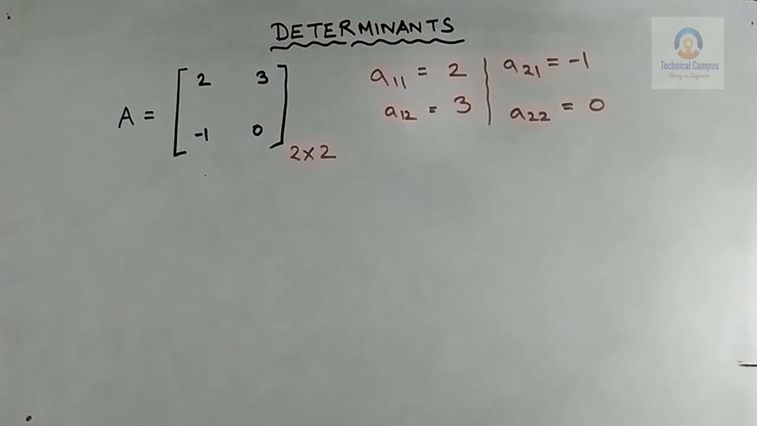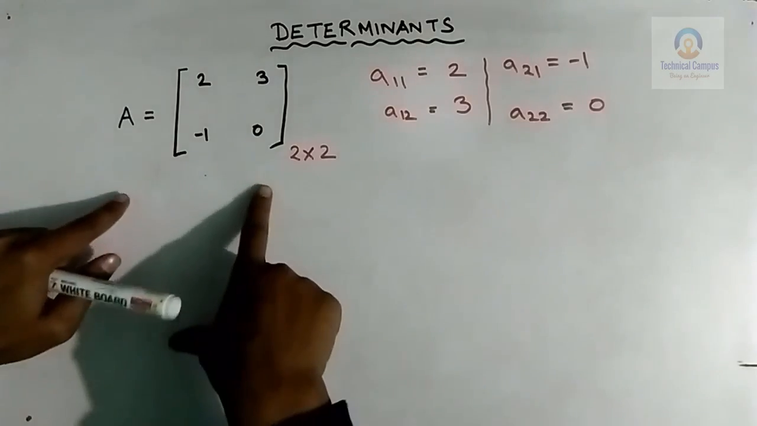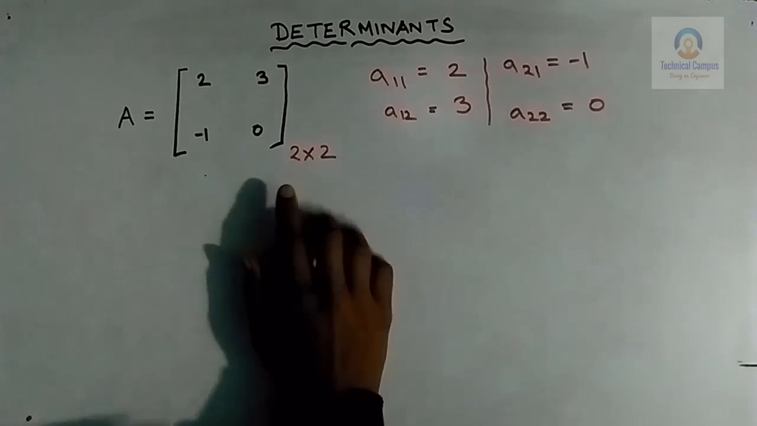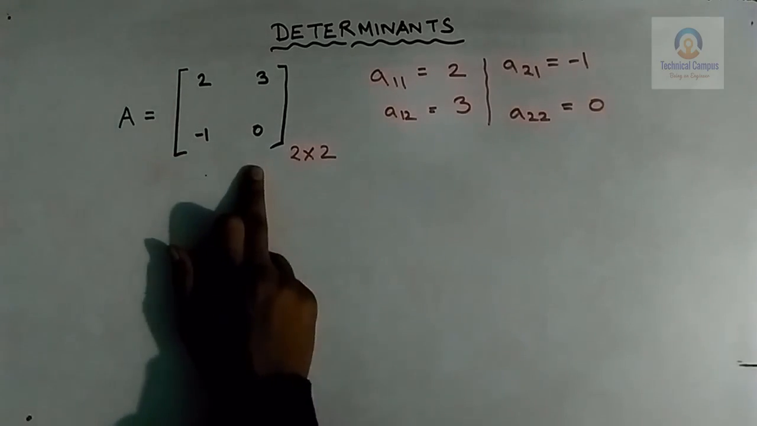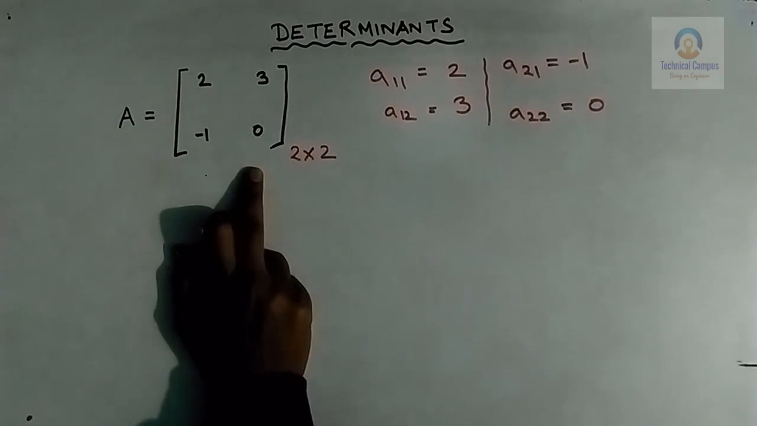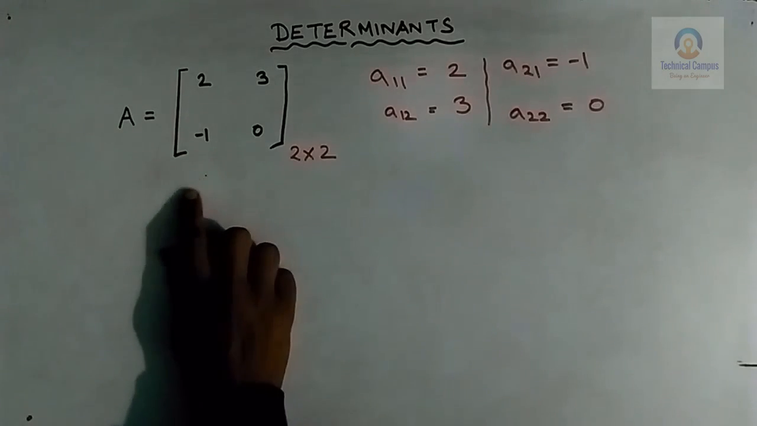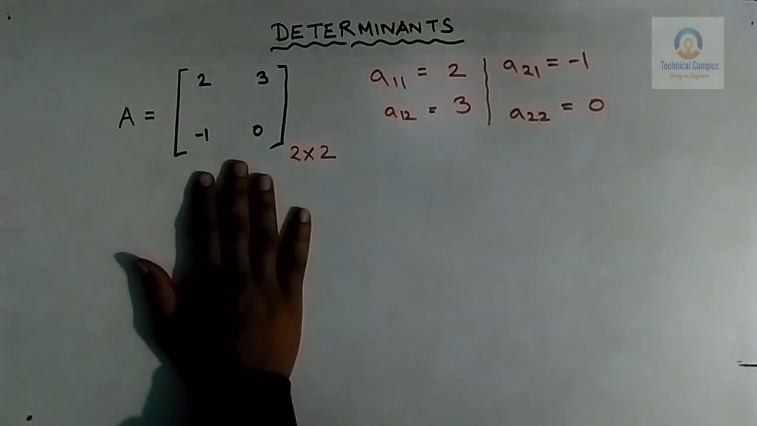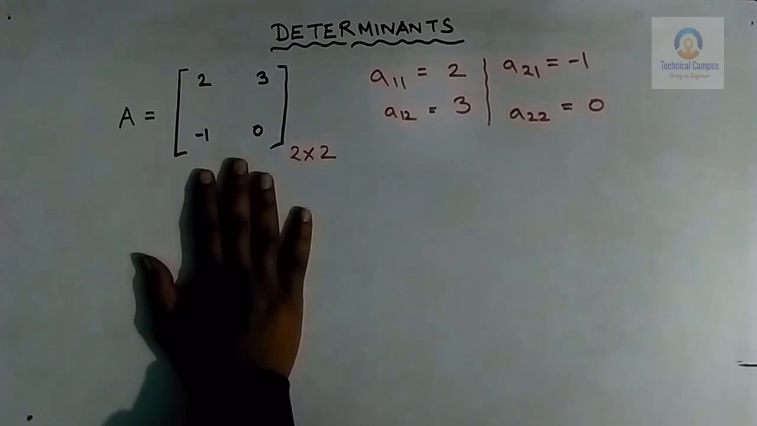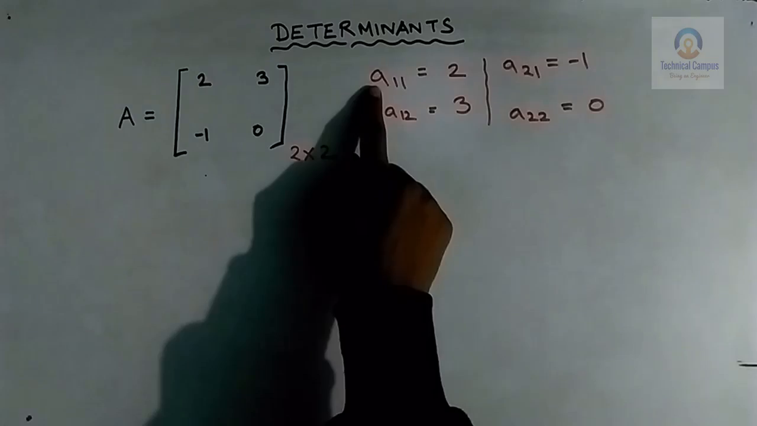Before studying determinants, please take a close look at this matrix. This is a matrix of order 2 cross 2 because in this matrix there are 2 rows and 2 columns. And we also learn how to denote the elements of any matrix, that is, how to denote the position of elements of any matrix. So in general form we denote the element of a matrix by Aij.